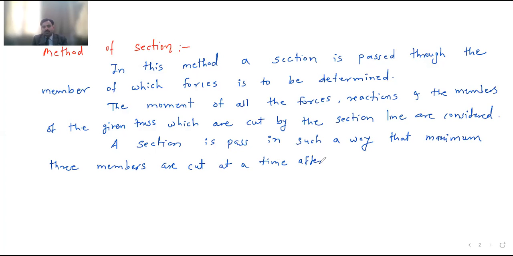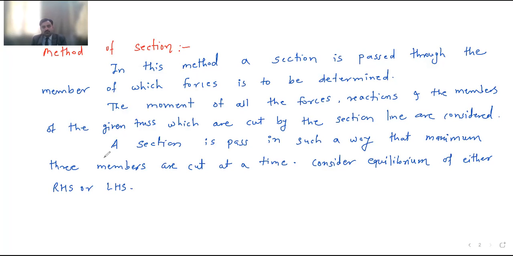Okay, after passing the section, three members should be cut at a time, not more than that. Consider equilibrium of either right hand side or left hand side. So the last para says that a section which is passed should be in such a way that maximum three members should be cut by the section. Maximum three members. And consider the equilibrium of either RHS or LHS.